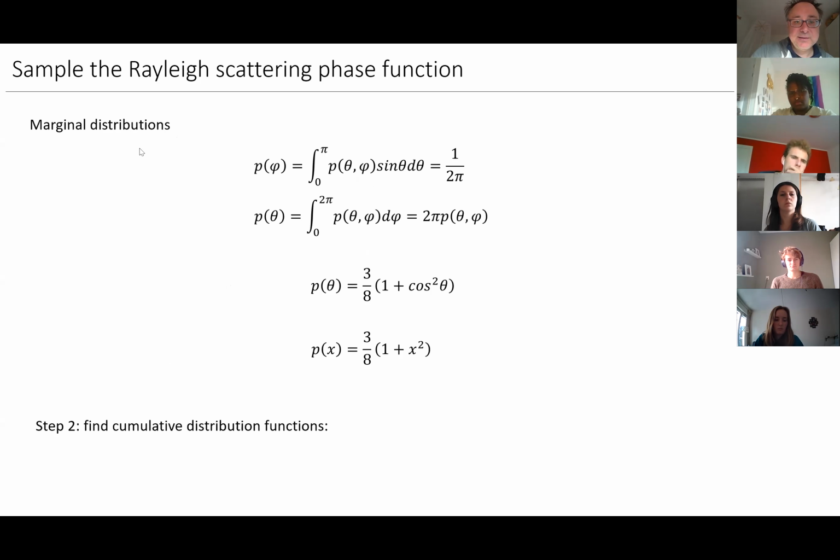So the marginal distribution for phi is given here, 1 over 2 pi. For theta, it will then become 3 over 8 times 1 plus cosine squared theta. And if you write this as a function of x equals cosine theta, then this is the result. Okay, so the second step would be, for both of these functions, to find the cumulative distribution function.